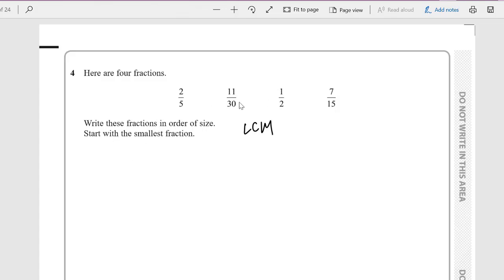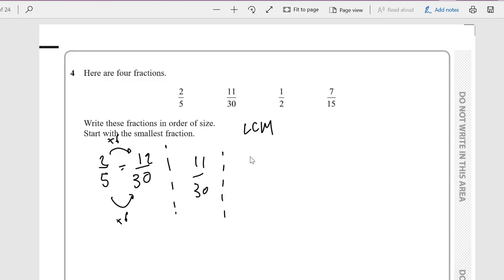So let's take the largest number, 30. I can see that all these numbers, 2, 15, 5, are factors of 30. So 2 over 5, if I change that to 30, well, I know I've multiplied by 6. So multiply by 6. So I get 12. Then 11 over 30, well, that's just going to stay the same. Then I've got a half. So I know I've multiplied by 15.